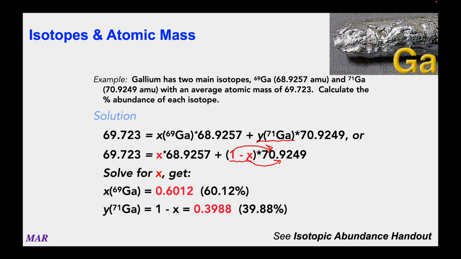If you do all this and you do it correctly, and you have to get the x's on one side and the numbers on the other side, and then divide both sides by the x number to get x by itself, you end up with 0.6012, which is 60.12%. And then because y equals 1 minus x, 1 minus 0.6012 gives you 0.3988 or 39.88%.